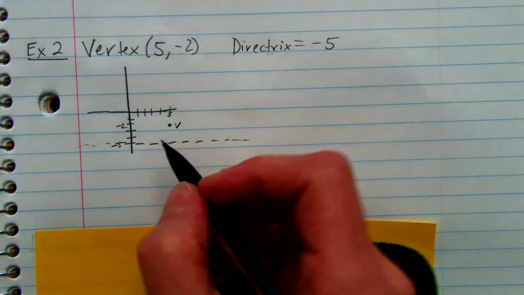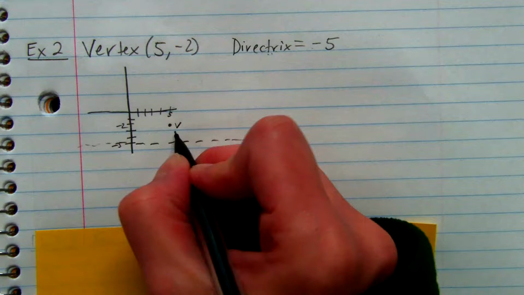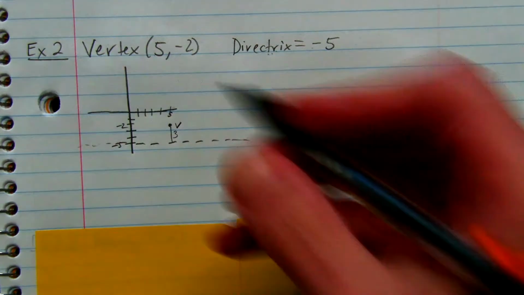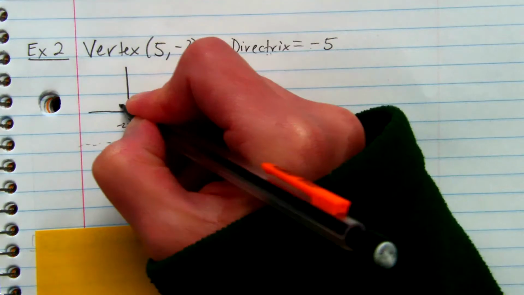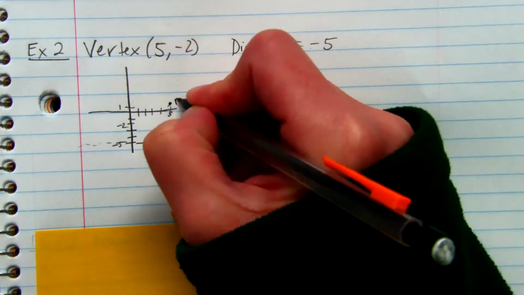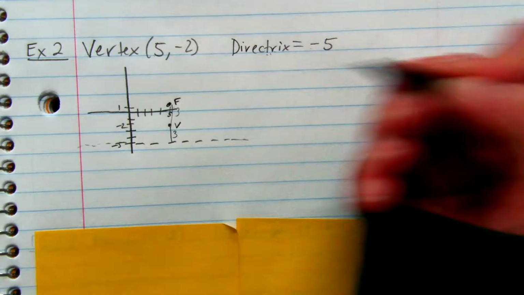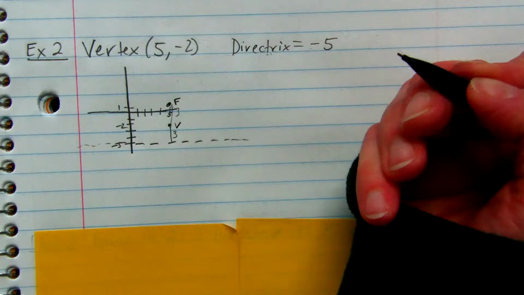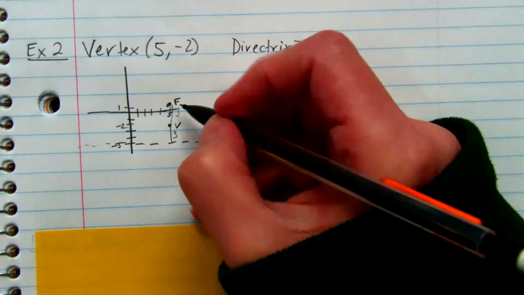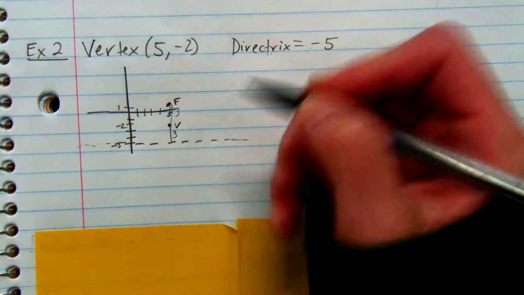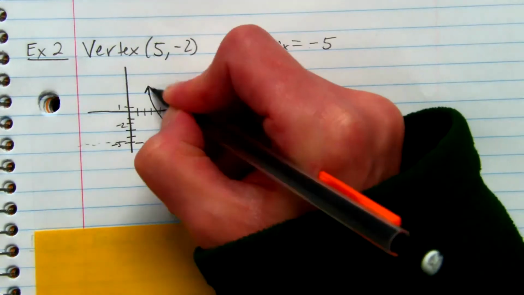So we look at the distance between negative 5 and negative 2. This distance right here is 3. So we're going to go the other direction and go up 3. So 1, 2, 3 puts us at positive 1, and that's where my focus is going to be, also at a distance of 3. And that will help us get our parabola information that we need. So since the focus is above the vertex, directrix is on the bottom, we know again that our parabola is going to open up something like this.